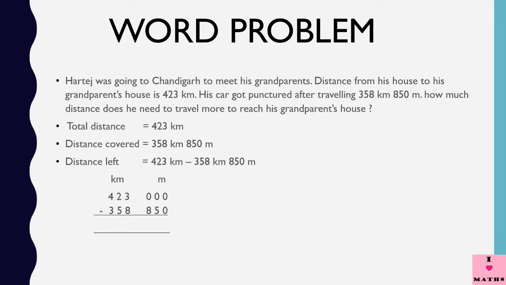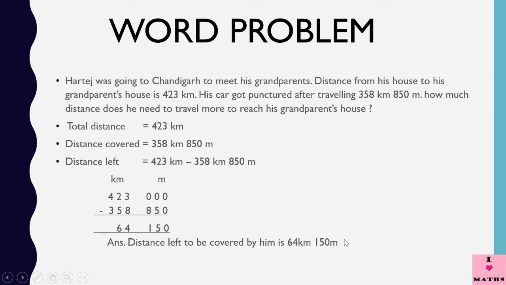So 12 minus 8 will be 4. Here it will be 1. So 5 cannot go from 1, so 1 will borrow from here. It will become 11. 11 minus 5 is 6. And 3 minus 3 will be 0. So the answer would be 64 kilometer, 150 meters. So children, distance left to be covered by him is 64 kilometer and 150 meters.